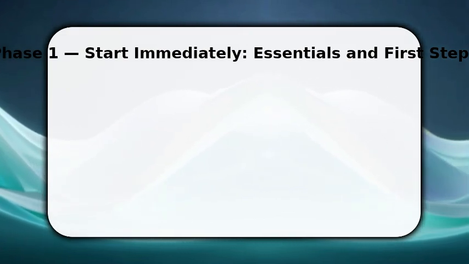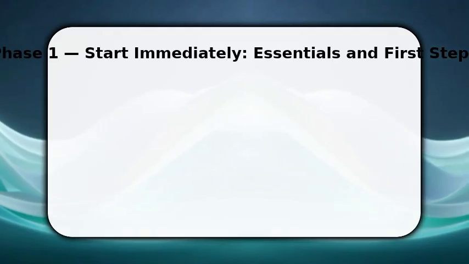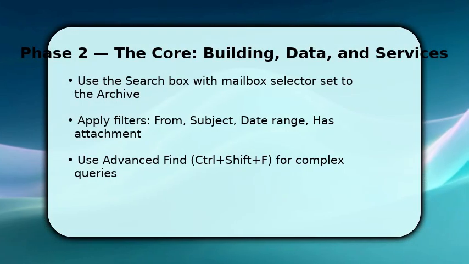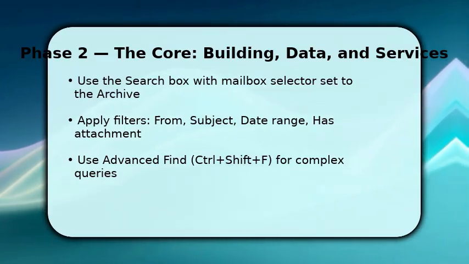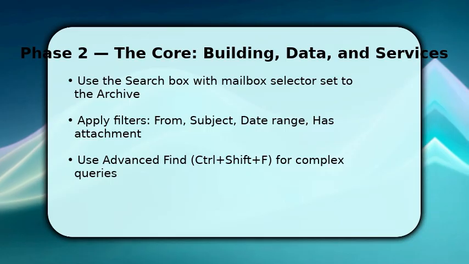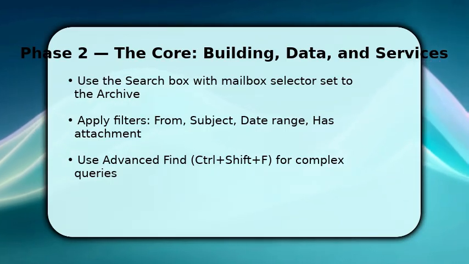Now you search inside the archive and narrow results quickly. First, select the archive mailbox or opened PSD in the folder pane, then use the search box and pick the scope as archive. Once done, apply filters like from, subject, date range, or has attachment to reduce noise.